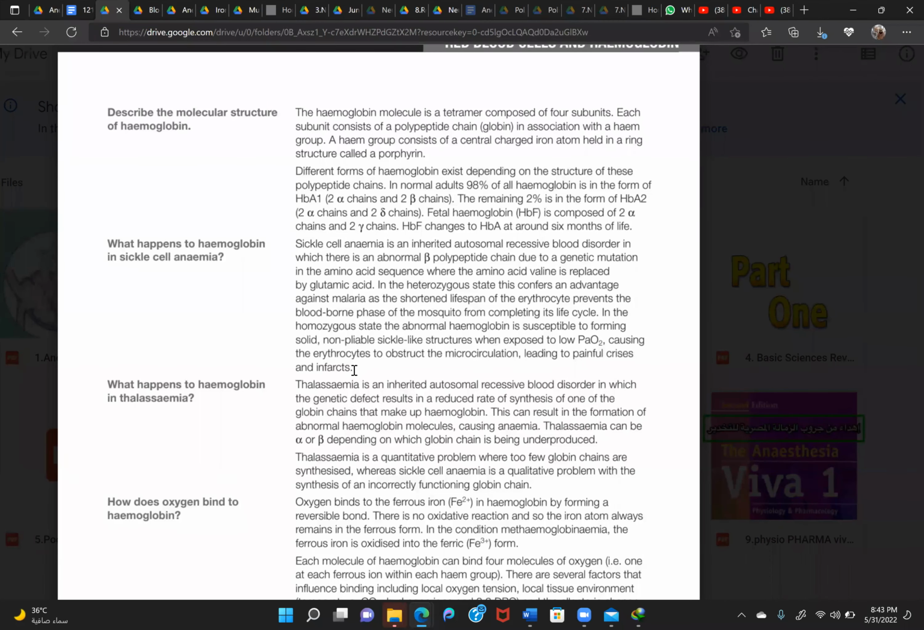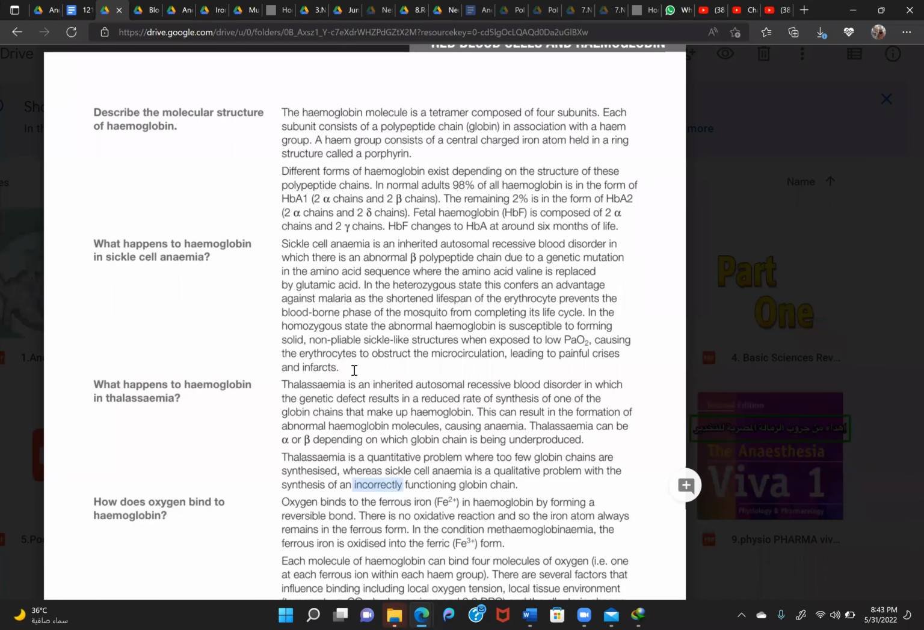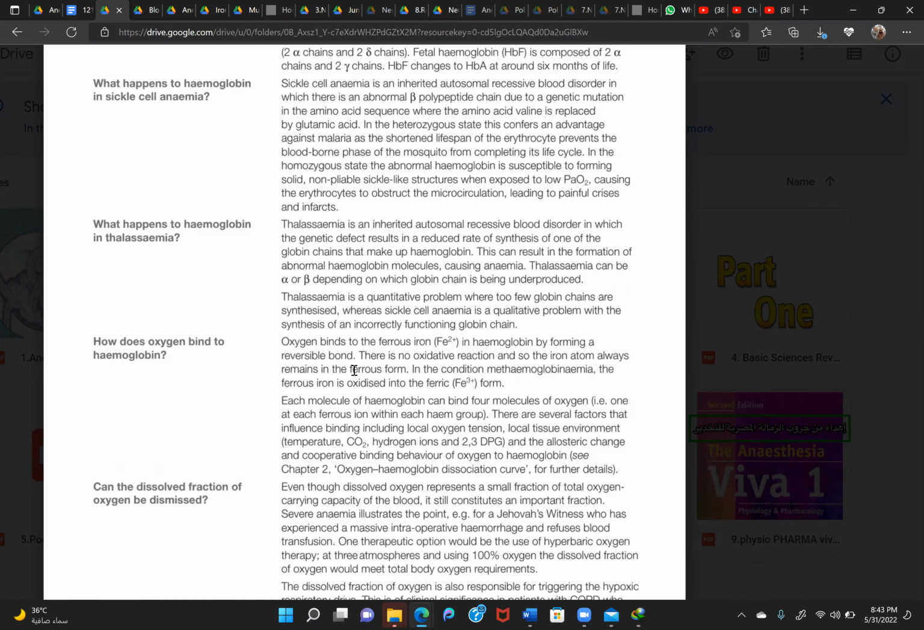And in thalassemia, there is a problem with the globin side. Again, the hemoglobin is abnormal. In sickle cell disease, the patient is not able to tolerate stress, and a similar thing occurs in thalassemia.